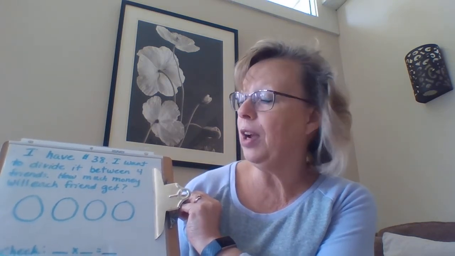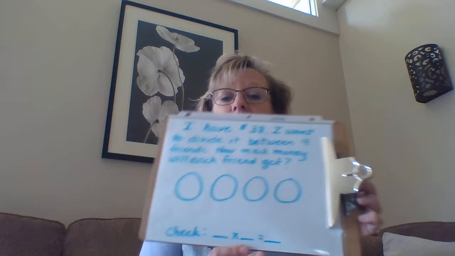Way back in school, probably November, December, we were working on division, and we had something like this. This one says I have $38. I want to divide it between 4 friends. How much money will each friend get? So one strategy we had is, well, we could draw out circles. Those could represent our friends. And then I have $38.